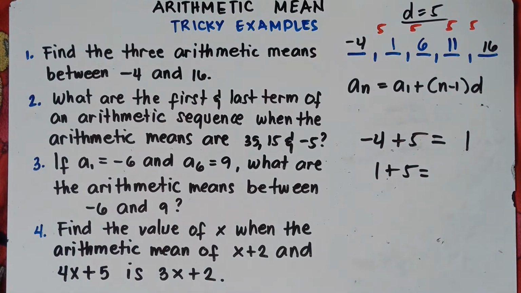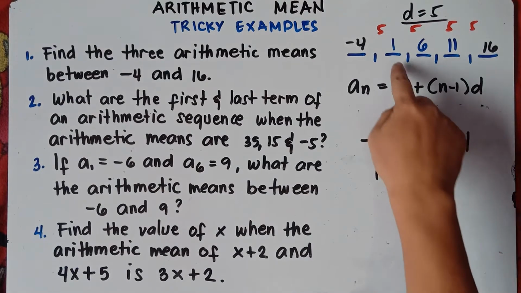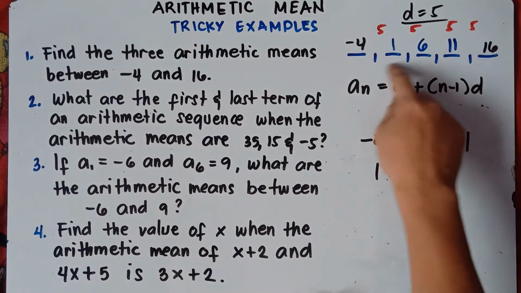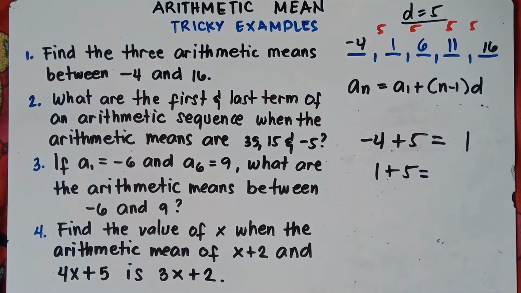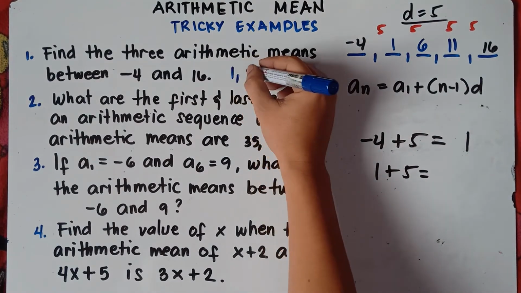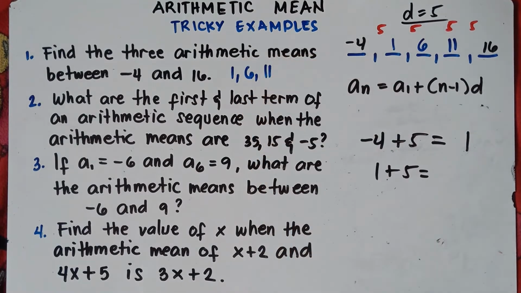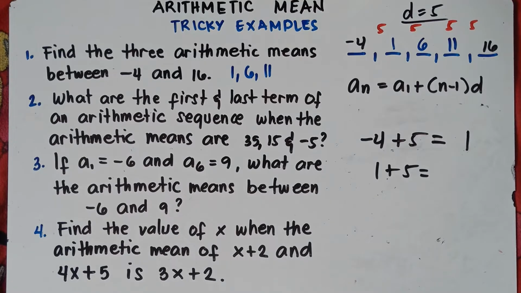Therefore, our answers are correct. The answer, class, is 1, 6, and 11 for the 3 arithmetic means. So let me just write here 1, 6, and 11. I hope you get that one, class. Easy, right? For number 1. Just add going to the right and subtract going to the left.